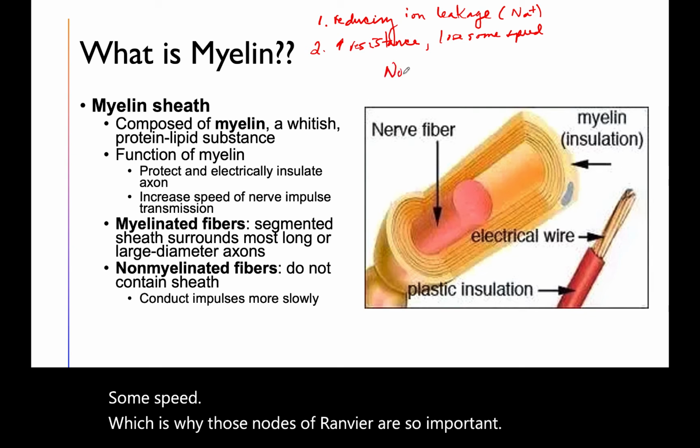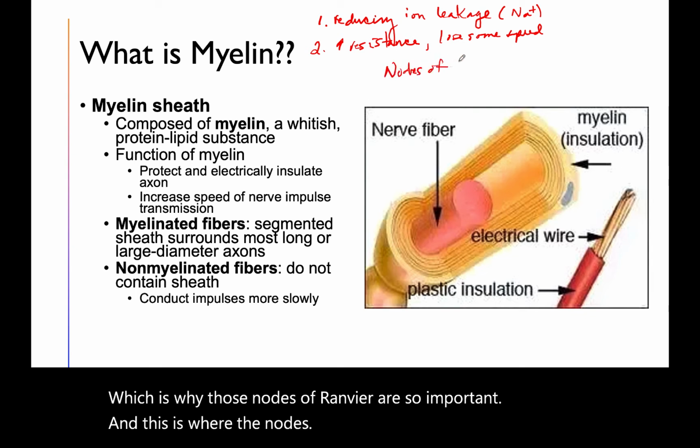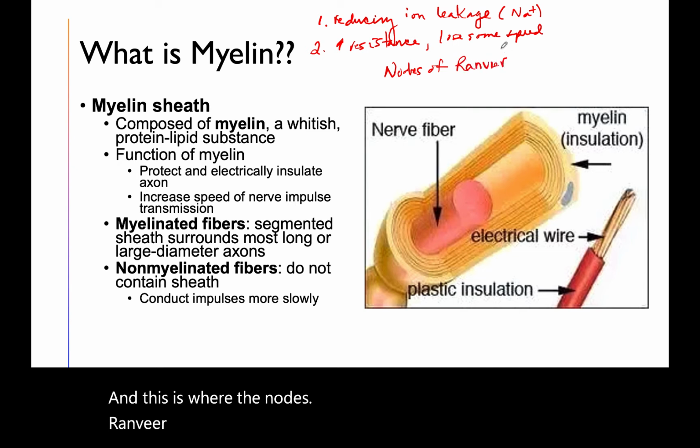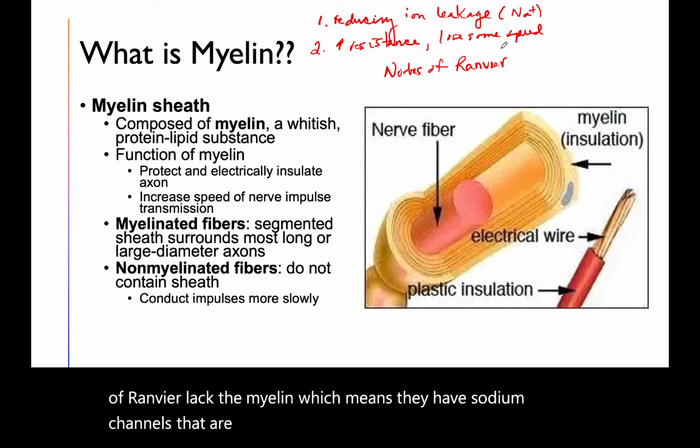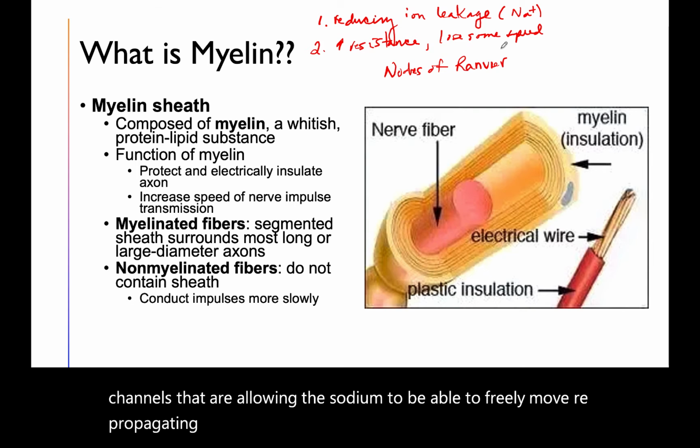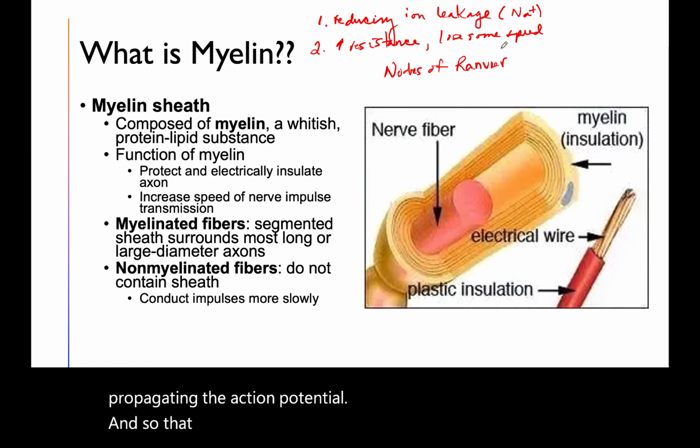And this is where the nodes of Ranvier come into play, because they are unmyelinated. The nodes of Ranvier lack the myelin, which means they have sodium channels that allow the sodium to freely move, repropagating the action potential. And so that is really, really important.